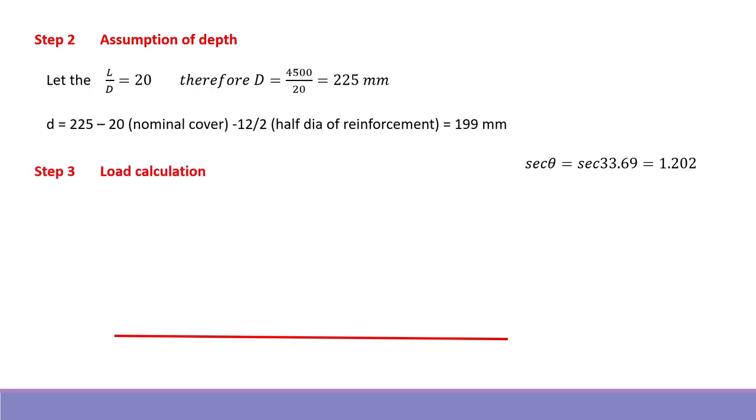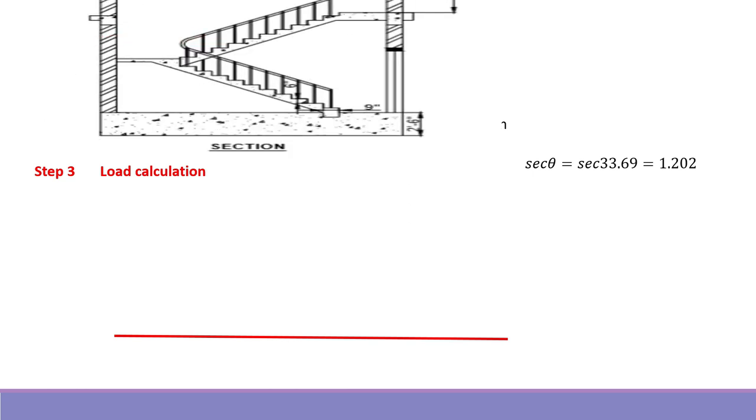Step 3, load calculation. Before we go for the load calculation, if we look at the stair like this, we will see that the height is 1.5 and the width is 2.25. If the height is divided by the width of the steps or the flight waist slab, we get tan theta. So tan inverse of 1.5 divided by 2.25 will give the pitch angle. This theta, the pitch angle, is equal to 33.69.